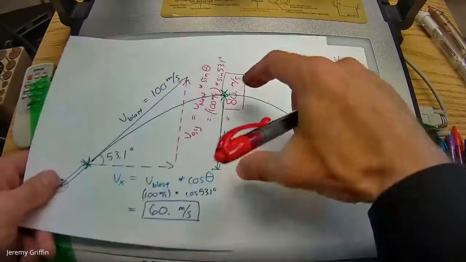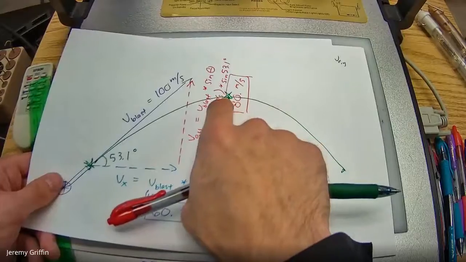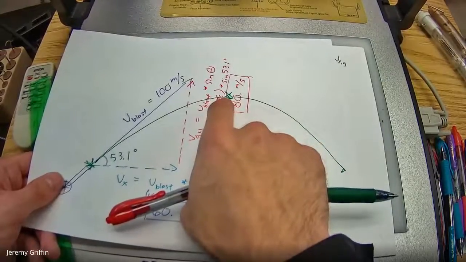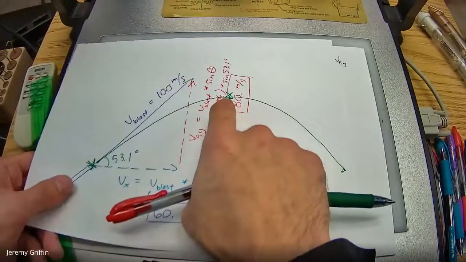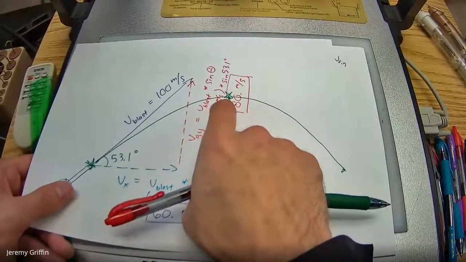Okay. At the very top here, right? What's the vertical component of velocity at the very top? 0. If you can recognize that, then you're gold. The rest of this is just going to fall into place. But you had to figure that out, right?